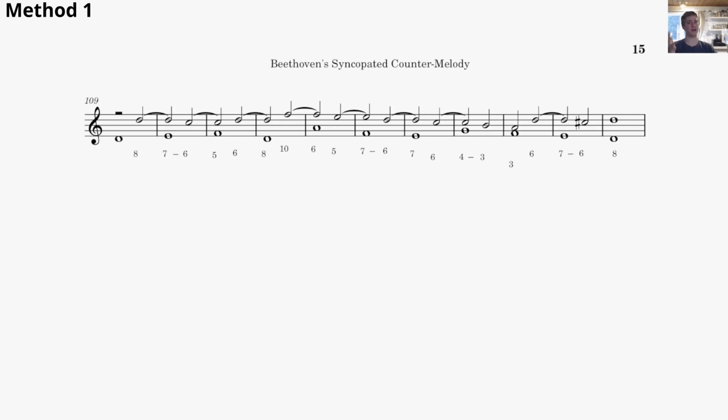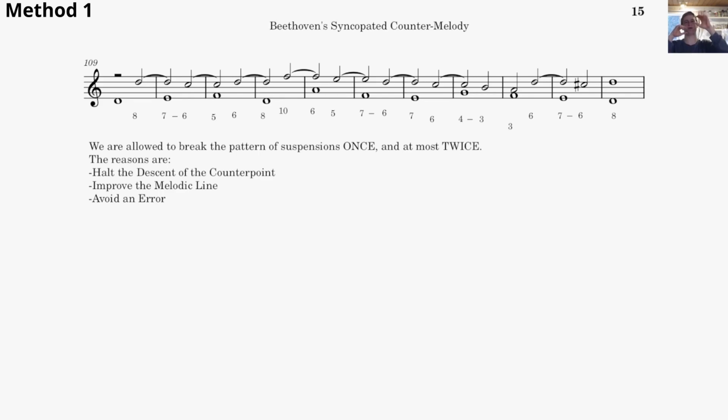Notice in measures 8 and 9 how Beethoven breaks the pattern of syncopation which are creating the suspensions. So when we arrive to this note B, it's no longer tied to another note. It's no longer acting like a syncopation because of that. And as you can see, the note after it just goes to a consonant interval of an A, and then from there we leap up a fourth to D. We're allowed to break the pattern of suspension once and at most twice. The reasons are to halt the descent of the counterpoint, to improve the melodic line, and to avoid an error.